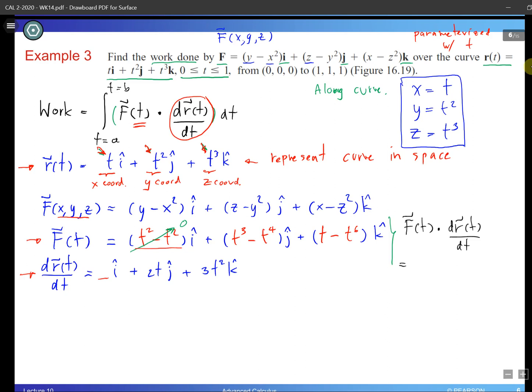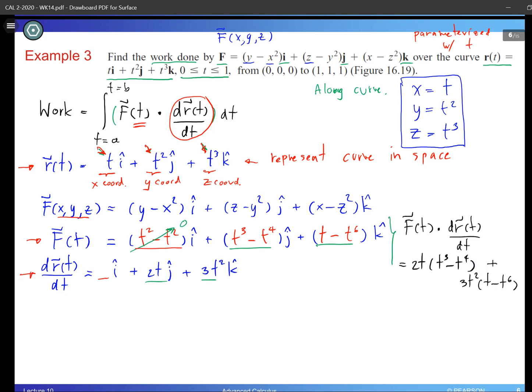Second component, product between this and this is going to be equal to 2t of t cubed minus t to the fourth. And then we find the product of this third term with this one. So add that to here. It's going to be, sorry for the space, 3t squared times t minus t to the power of 6. And there you go, we have the dot product between F and dr dt. Alright, so let me fix this one. This is supposed to be just plus.